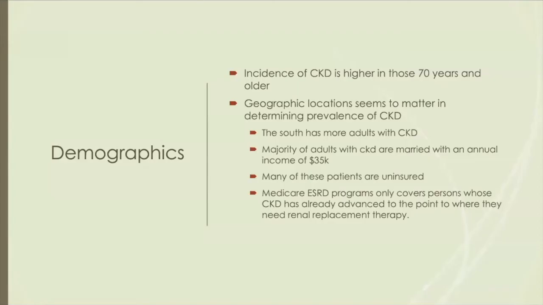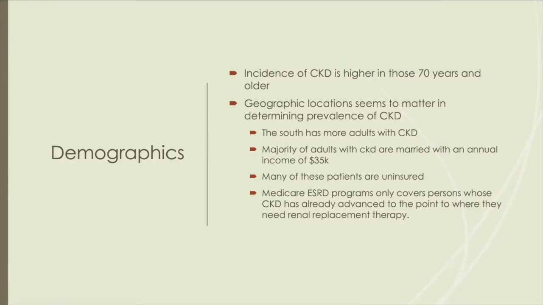We're going to go over some demographics here. So the incidence of CKD is higher in those 70 years and older. Geographic locations seem to matter in determining the prevalence of CKD. For instance, the South has more adults with CKD.